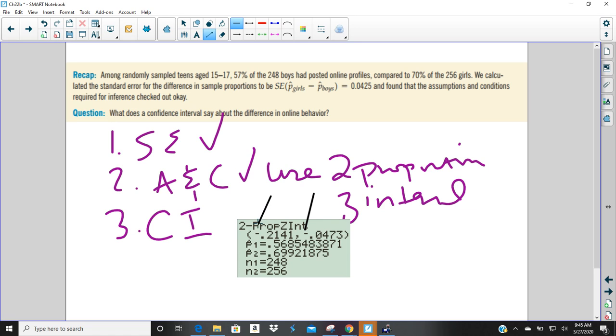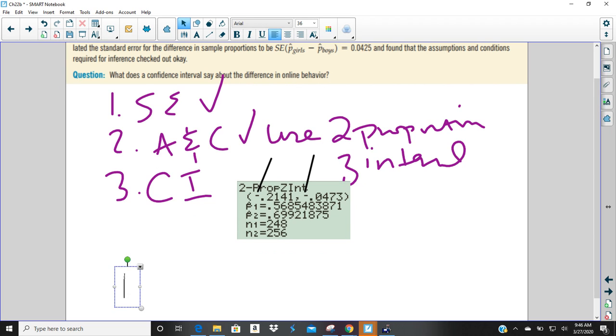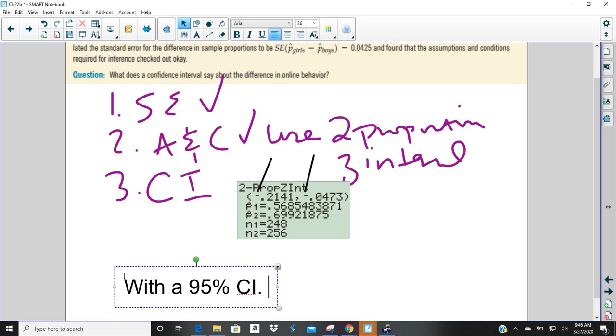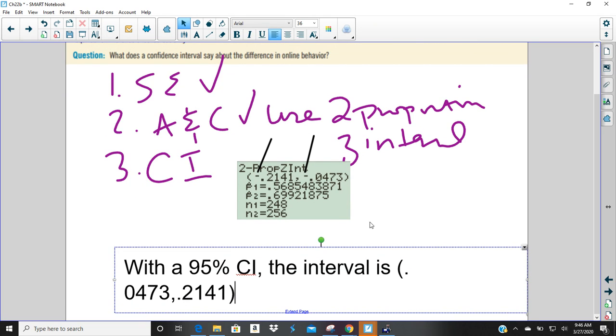You can certainly have negative numbers, but in this case, I want to actually change it around because I believe the original question was something to the effect of, do more girls post online than boys, or what is the difference in the behavior? So I'm going to rewrite it myself. I'm going to write, with a 95% confidence interval, the interval is 0.0473 comma 0.2141. Now, what does this mean in context?